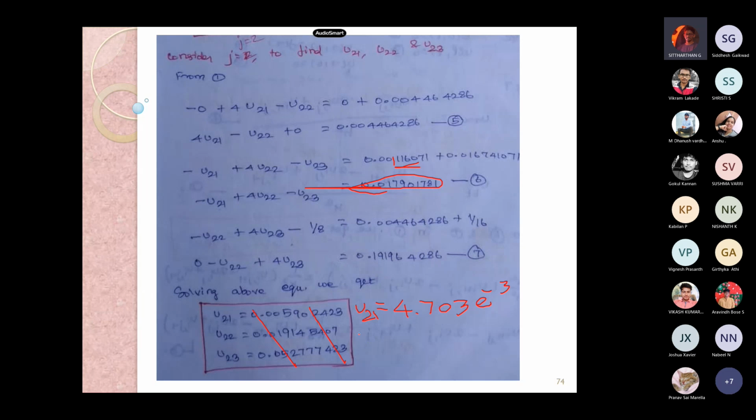Okay, what is U22? 0.0188. Do you have any 10 power? No, sir. U22, do you have any? No 10 power. Okay, what is U23? 0.0527. Vignesh, these results are concurrent.